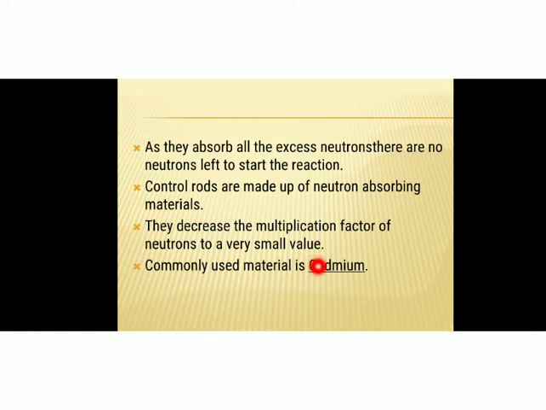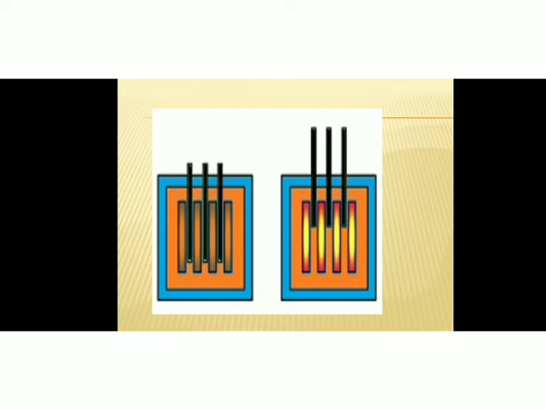Commonly used control rod is cadmium rods. So the material used for making control rods is cadmium. Cadmium can absorb the neutrons. So these are some control rods. Here control rods are inserted into the reactor, so whenever control rods are inserted, the reaction is stopped.